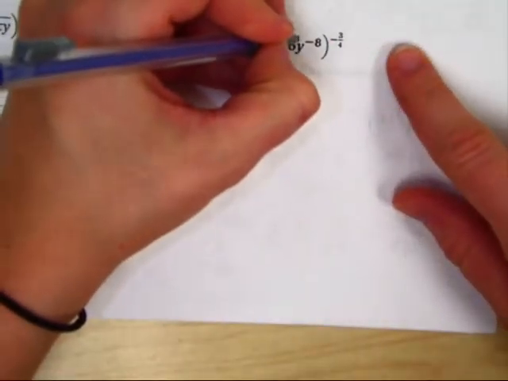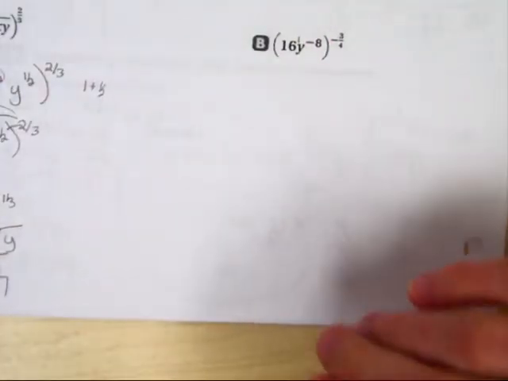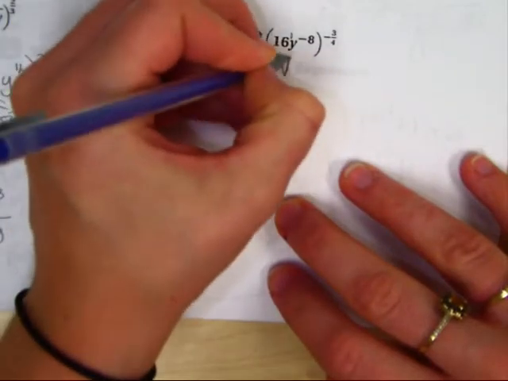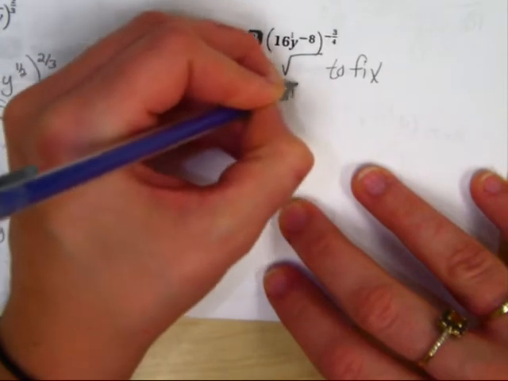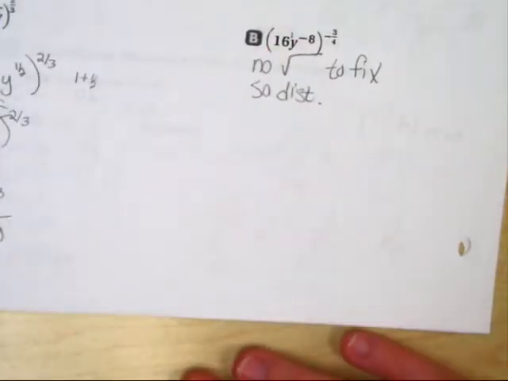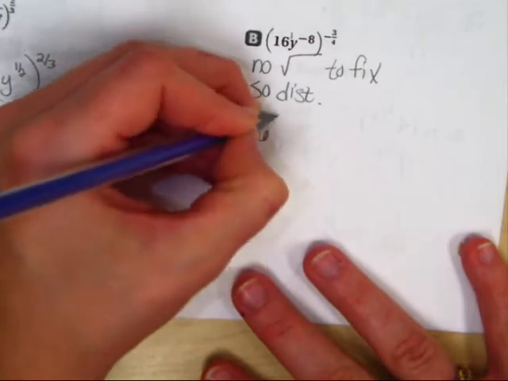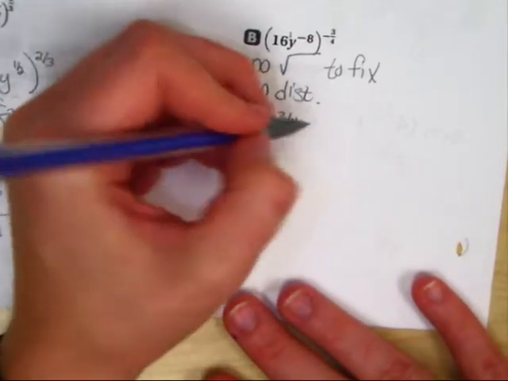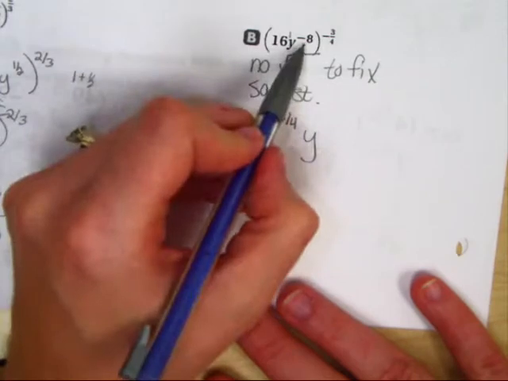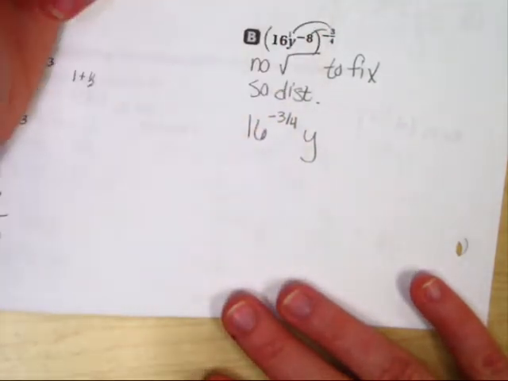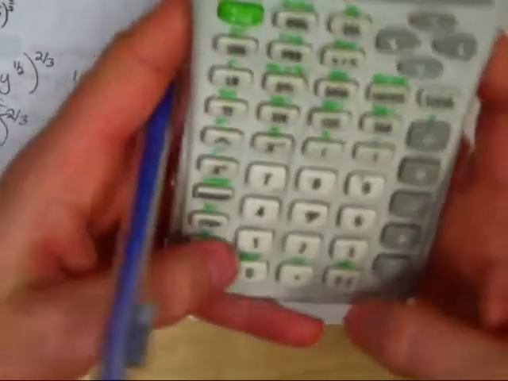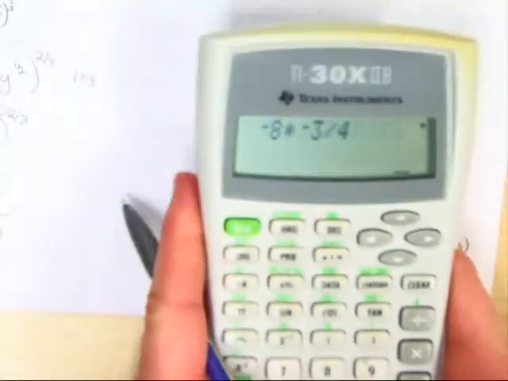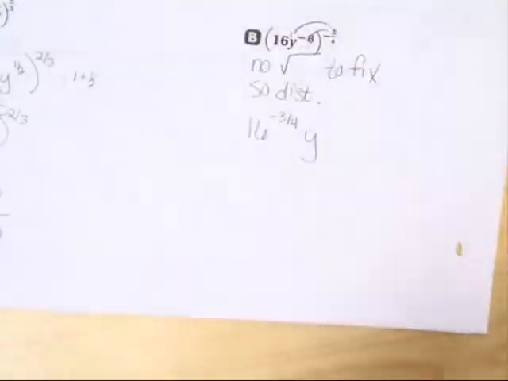Give the 16 a 1 and distribute in. There's no radicals to fix, so distribute. So I get 16 to the negative 3 over 4, and I get y to the, what is negative 8 times negative 3 over 4? So if you're wondering how I'm doing, you just do negative 8 times negative 3 over 4. Okay, so it's going to be a 6.